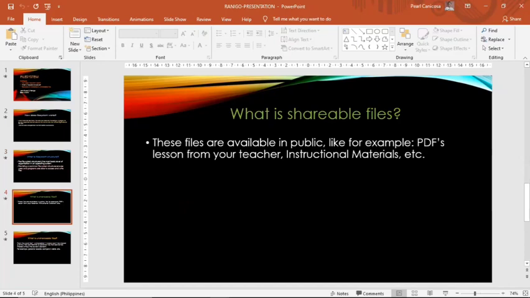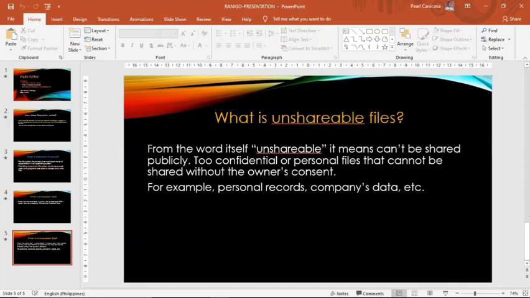What are shareable files? These files are available to the public, for example PDFs, lessons from your teacher, instructional materials, etc. Next slide. What are unshareable files? From the word itself, unshareable means it can't be shared publicly. Too confidential or personal files that cannot be shared without the owner's consent. For example, personal records, company's data, etc.